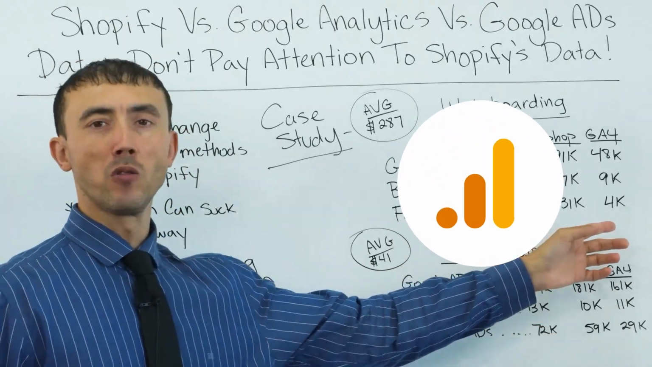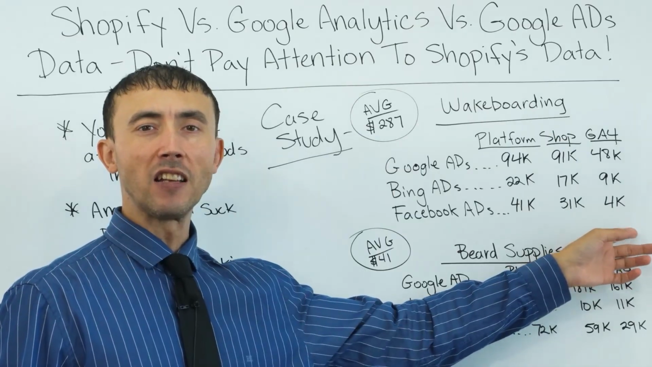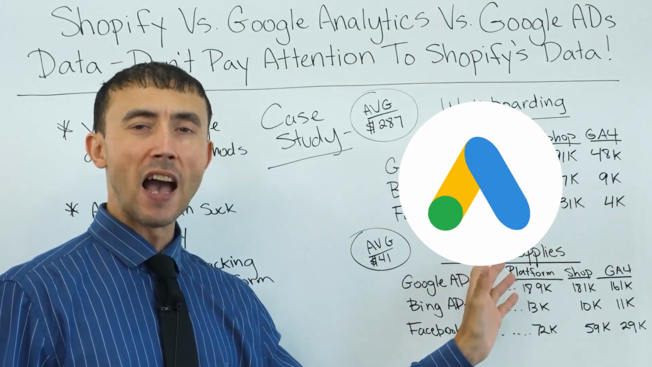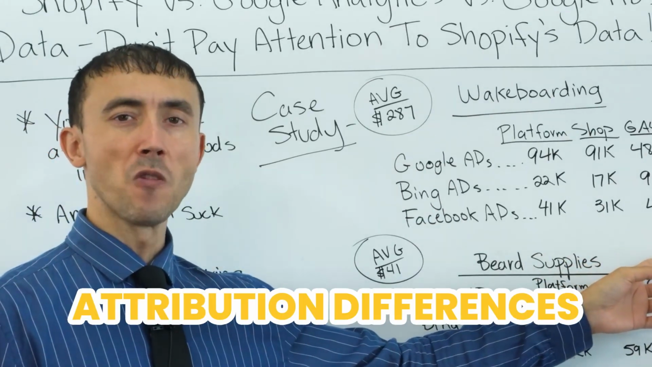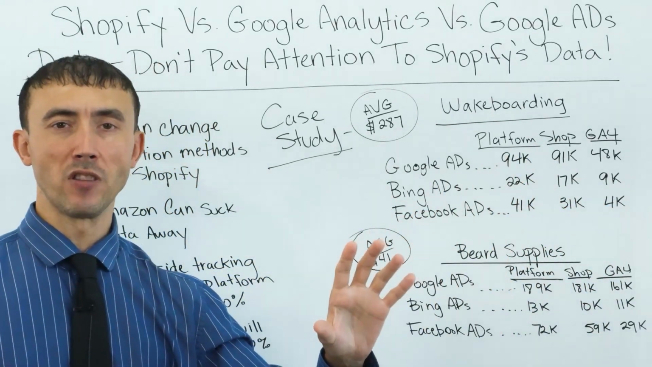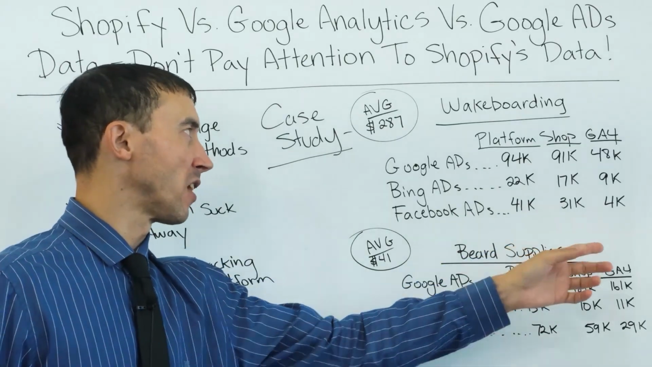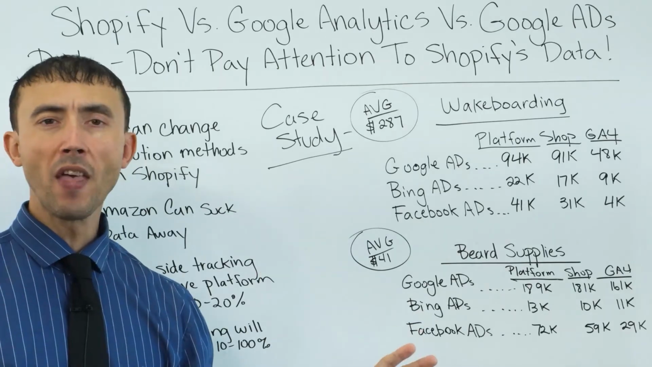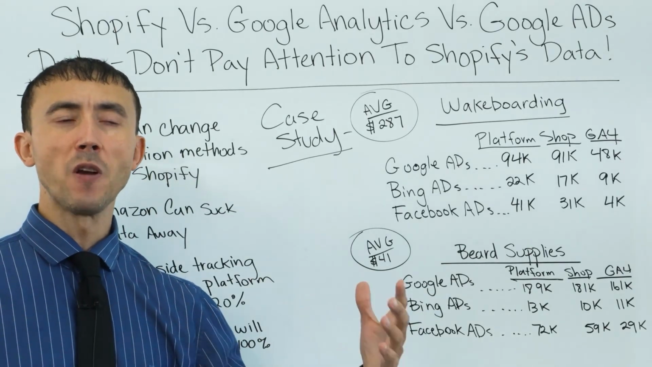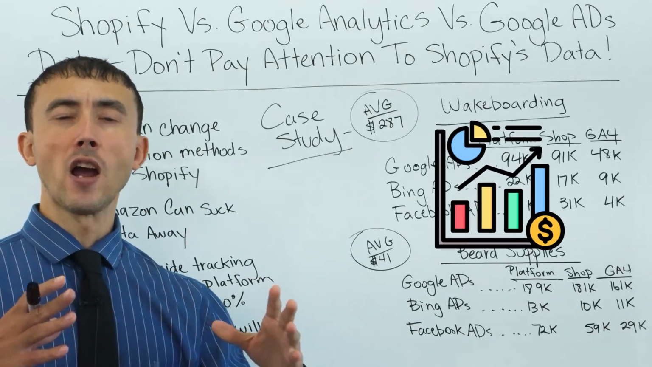But you may say, well, Google Analytics, why doesn't Google Analytics do as good a job as Google Ads in tracking the Google Ad sales? And that is because of attribution differences. That is, how they count the sales is different in Google Analytics than what you're going to find through Google Ads.